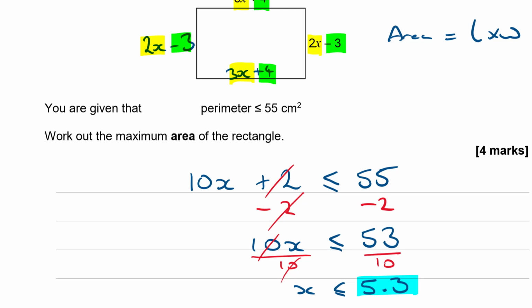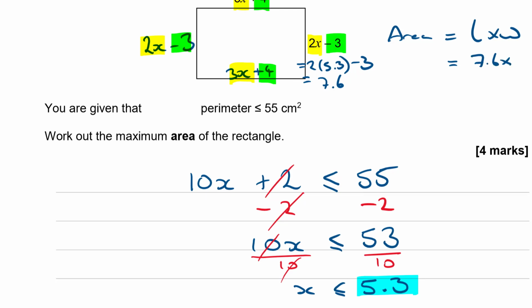Now if x is 5.3, then 2x minus 3 is what? It's going to be 2 lots of 5.3 minus 3. So let's just sub 5.3 into this. 2 lots of 5.3 is 10.6. 10.6 subtract 3 is 7.6. So the length, or the width, is 7.6.